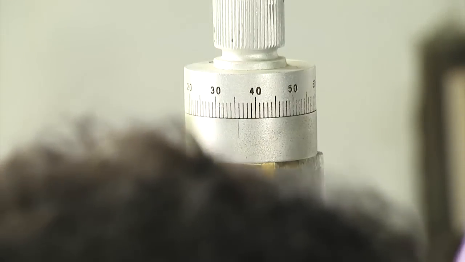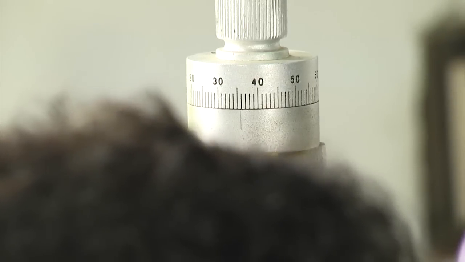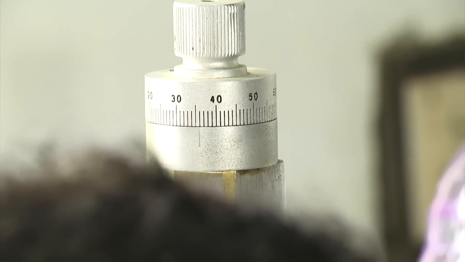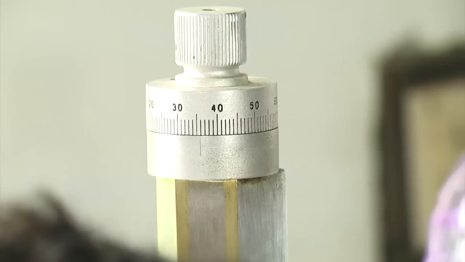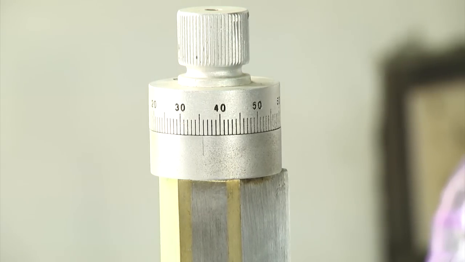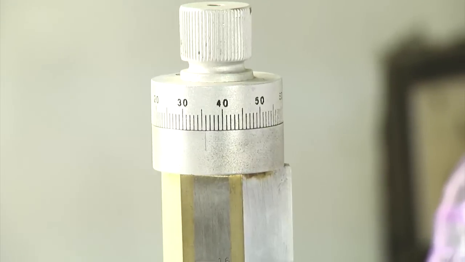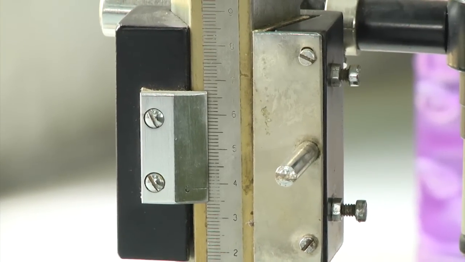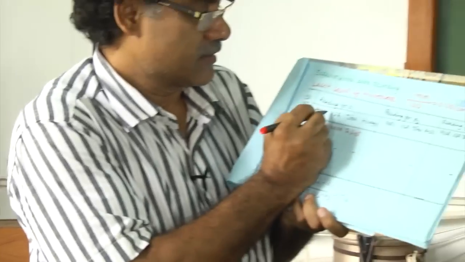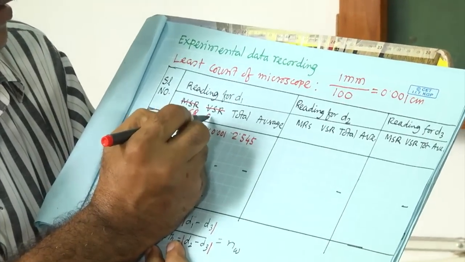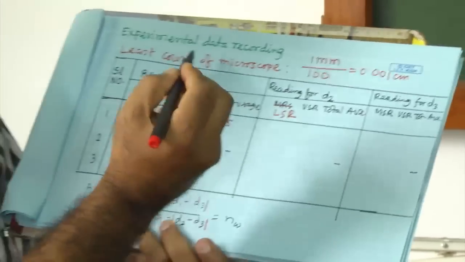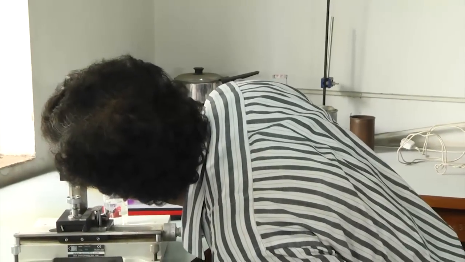But I don't know here, it's 5, 6, 7, 8, I can take 3.9. It's confusion. There should not be parallax error, you know. So it should be 3.9. Okay. So for D2, again, this one should be written as circular scale reading, and similarly here, linear scale reading. What I told, I forgot, 3.9.